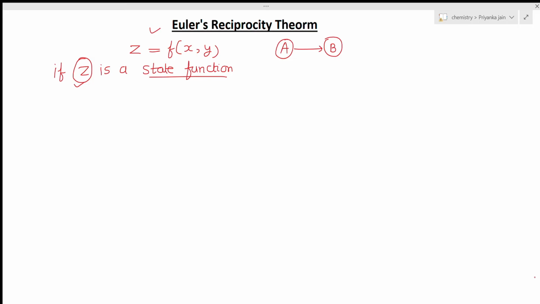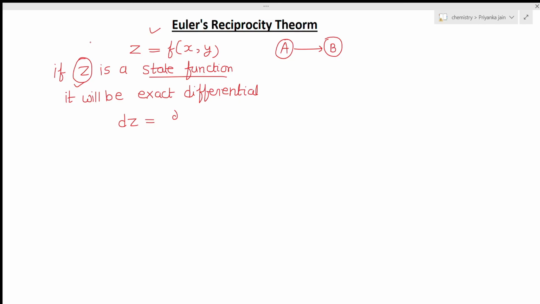So suppose z is a state function and it is a function of x and y, then it will be an exact differential. If z is a state function, then we can say it will be an exact differential. It means we can do its complete differentiation.